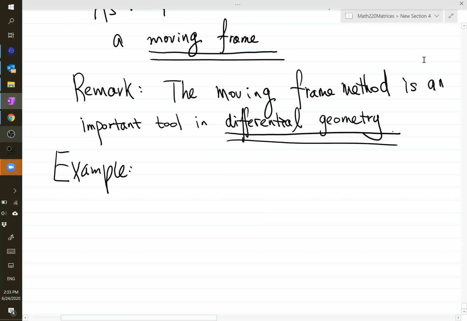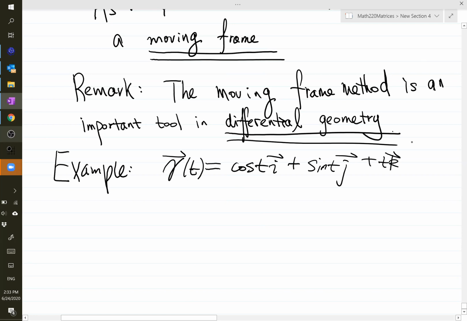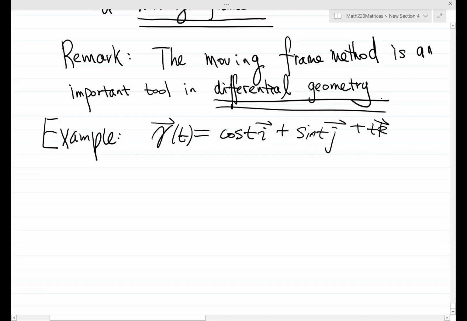Let's see this example. Suppose r(t) is cosine t i plus sine t j plus t k. Let me find the tangent vector, normal vector, and a binormal vector. Remember, the tangent vector is just the unit vector of the derivative of the position vector.